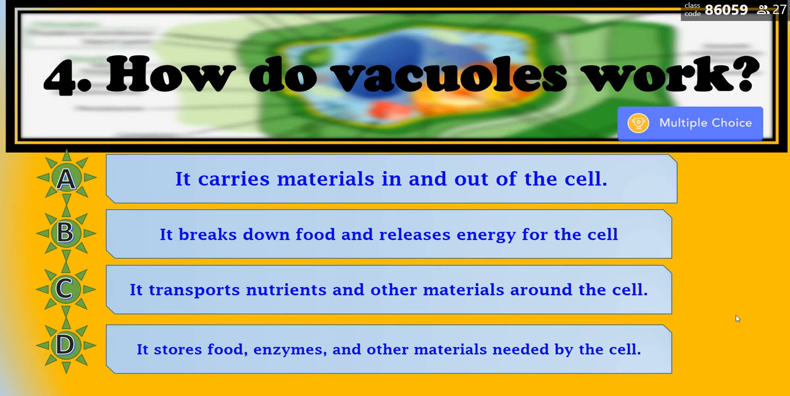Let's have number 4 question. How do vacuoles work? A, it carries materials in and out of the cell. B, it breaks down food and releases energy for the cell. C, it transports nutrients and other materials around the cell. Or D, it stores food, enzymes, and other materials needed by the cell. Go. Okay, time is up. The correct answer for number 4 is letter D. It stores food, enzymes, and other materials needed by the cell.